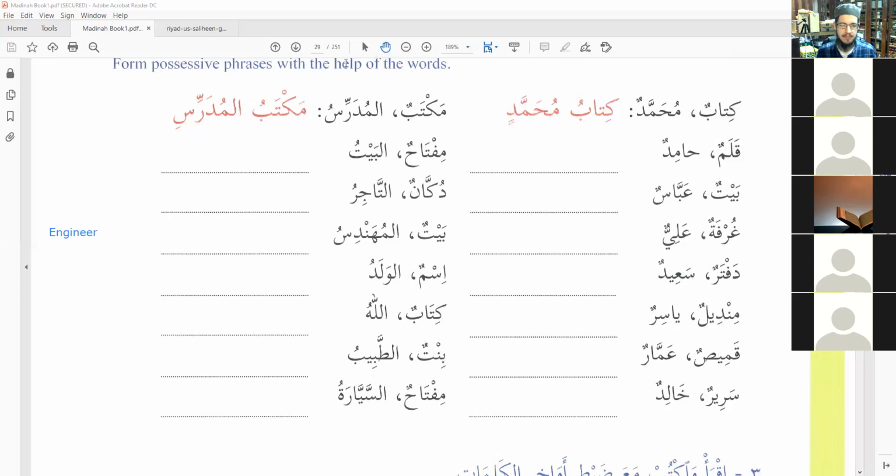Okay, someone from the Sheikh family, the following one. Ismun al-waladu. Ismul waladi. So the boy's name. Yes, fantastic. Good. Okay, I'll leave this for a later date. Next one. Someone else from the Sheikh family. Kitabun Allahu. Kitabullahi. Yes. Allah's book. Yes, fantastic.